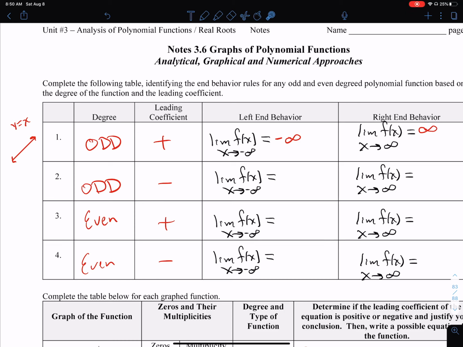Second example. Can I think of a function that has an odd degree, leading coefficient's negative? I sure can. y equals negative x. I know what that function looks like. It looks like this. The end behaviors here are the opposite of these. As this goes left, it goes up. Therefore, the limit of f of x as x approaches negative infinity is positive infinity. As we go to the right, it goes down. As x approaches infinity, y is approaching negative infinity.